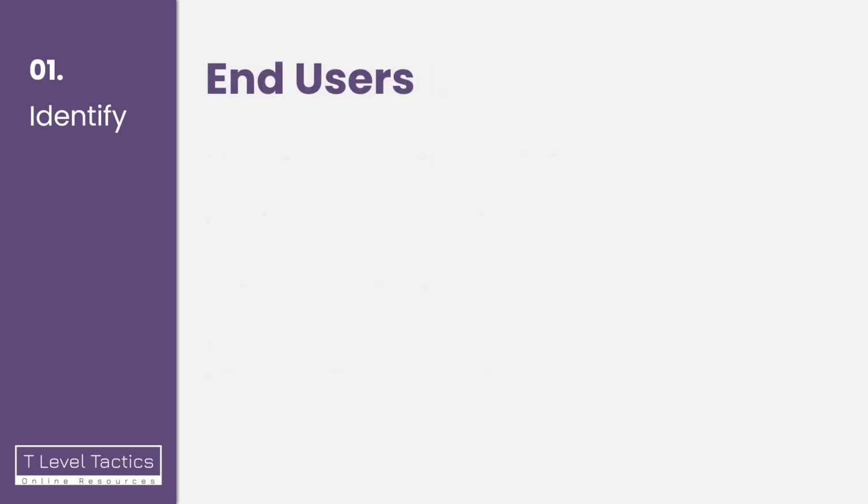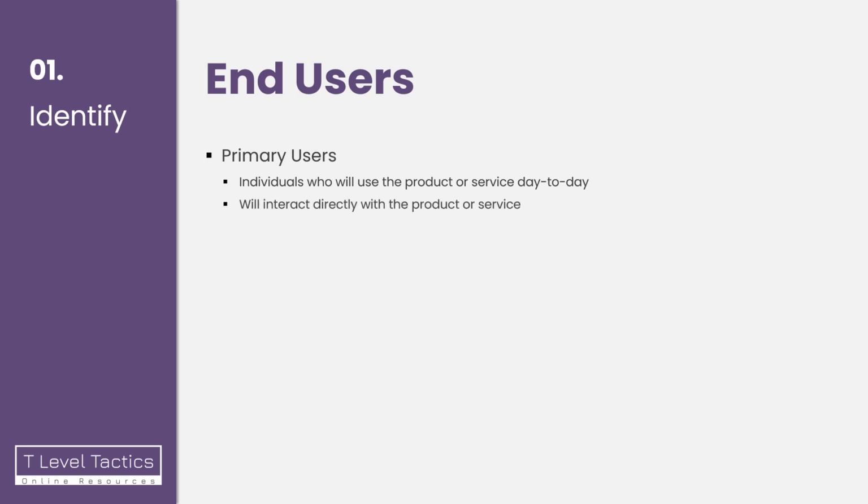Now, end users are split down into two further categories. We're going to have primary users, who are the people who are going to use our product or service on a day-to-day basis. They're going to be people who interact directly with that product or service, and they're our target audience that we're meeting the needs of.